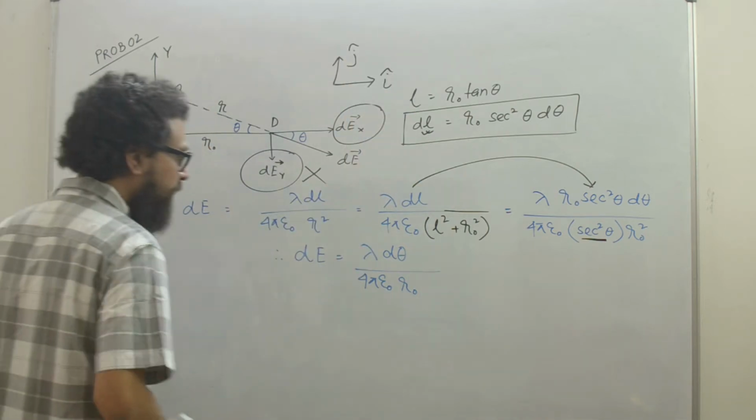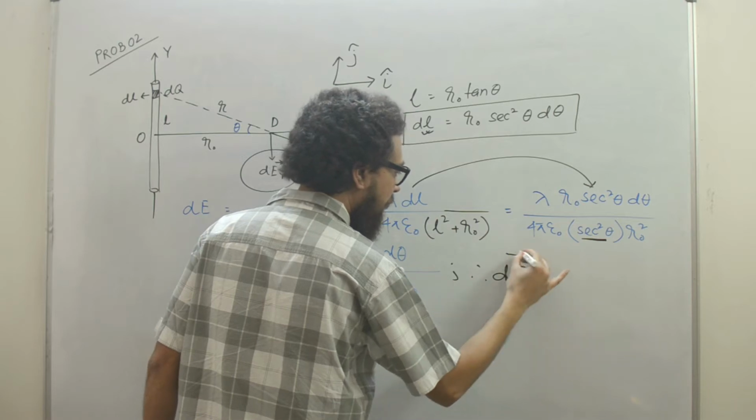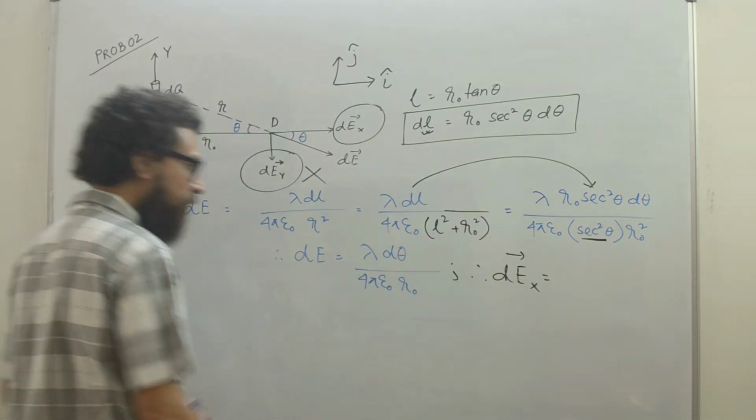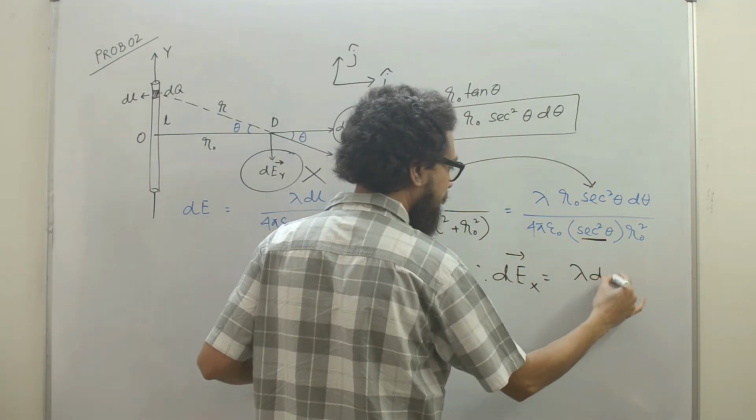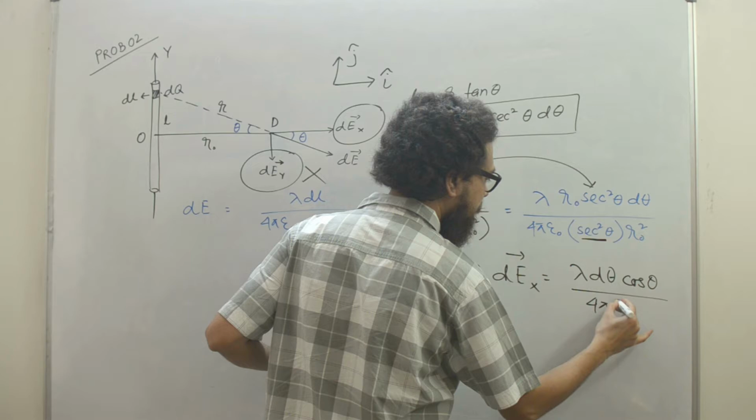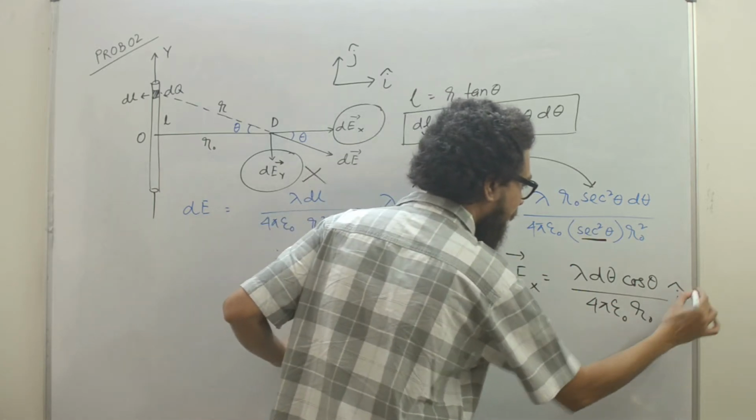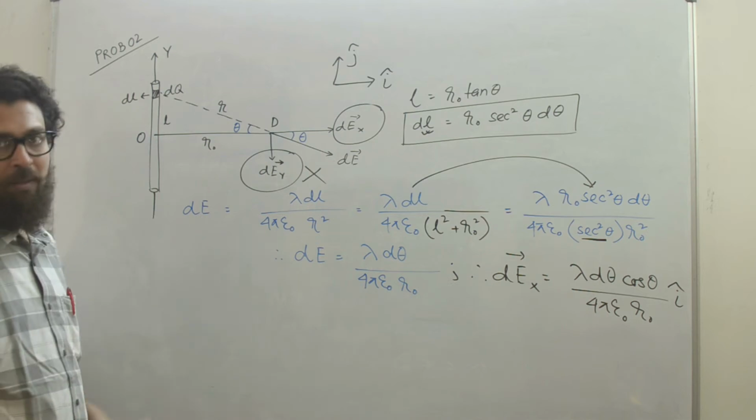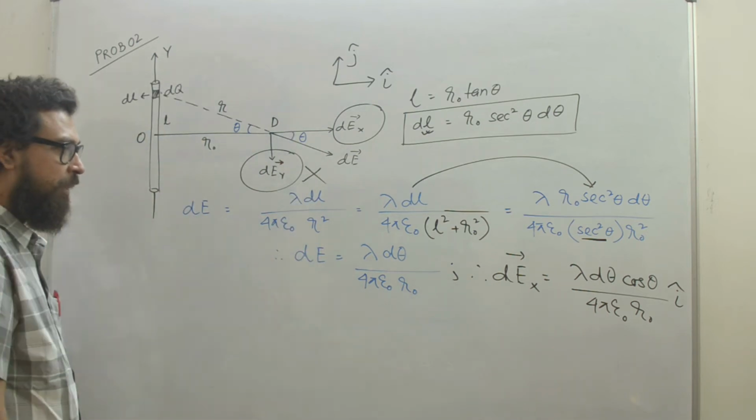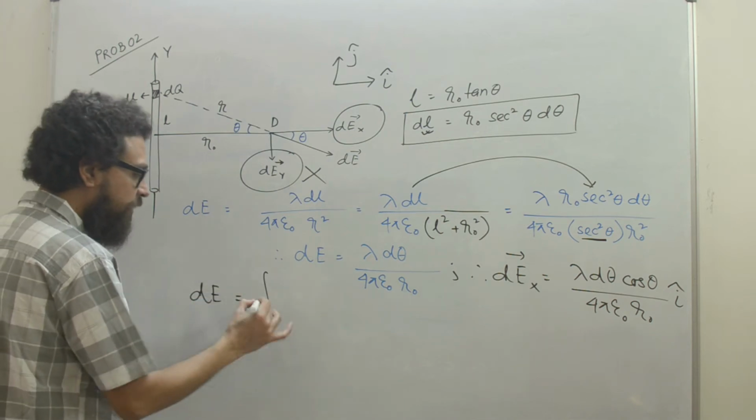So here we have to write that the net field is dx. And what is that? Obviously you can understand. It is lambda d theta cos theta by 4 pi epsilon naught r naught, and of course i cap indicating the direction along the positive side of the x-axis as per our unit vector notation. So this is what we have done. Now what is the next thing? We have to integrate. Now what am I going to integrate?